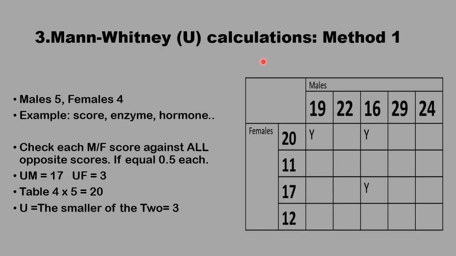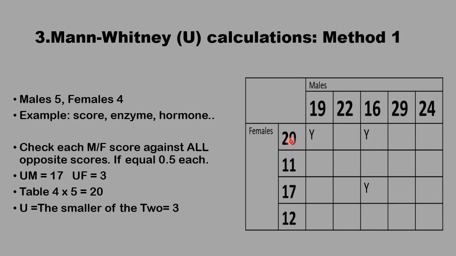We'll go through 2 simple methods of calculating the Mann-Whitney U, the Mann-Whitney test statistic. Method number 1, say we are running a trial to compare the results of 2 different groups, a group of 4 females against a group of 5 males. These 2 groups are independent, different. And we are measuring either an enzyme or a hormone or a score of one sort or the other.